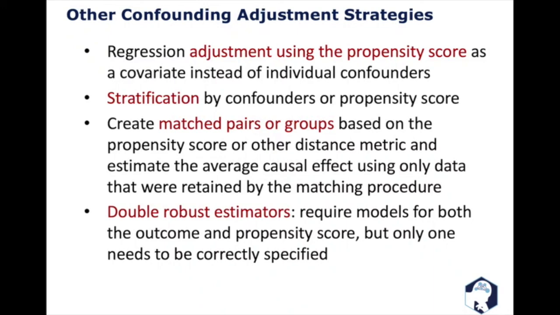There are double robust estimators that require us to model both the outcome and the propensity score, but the nice thing about these types of estimators is that we only need to correctly specify one of those two models. As long as only one of them is correctly specified, then we're able to make correct causal inference, and there are some statistical advantages to these estimators as well in terms of efficiency. So for example, in a randomized trial, when you know the propensity score, you know the exact probabilities of being exposed or not, or getting the treatment or not, these double robust estimators can oftentimes be more efficient than other standard regression-based estimators.